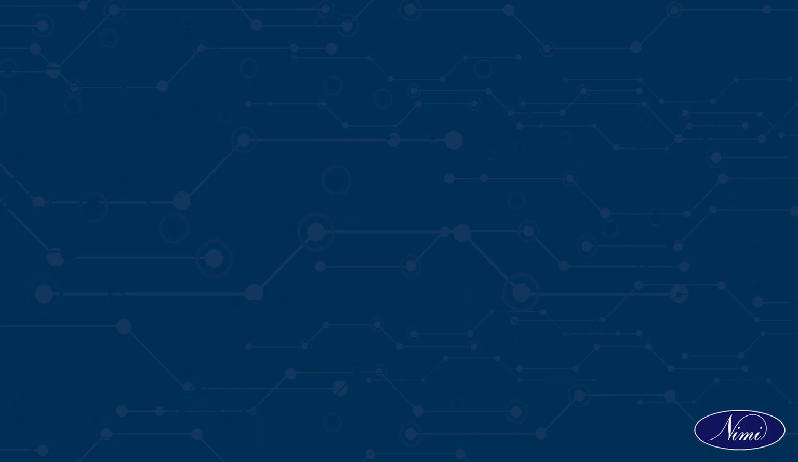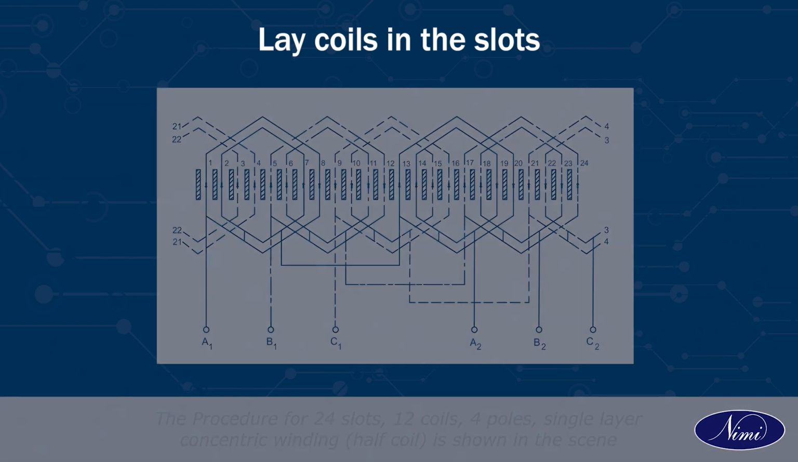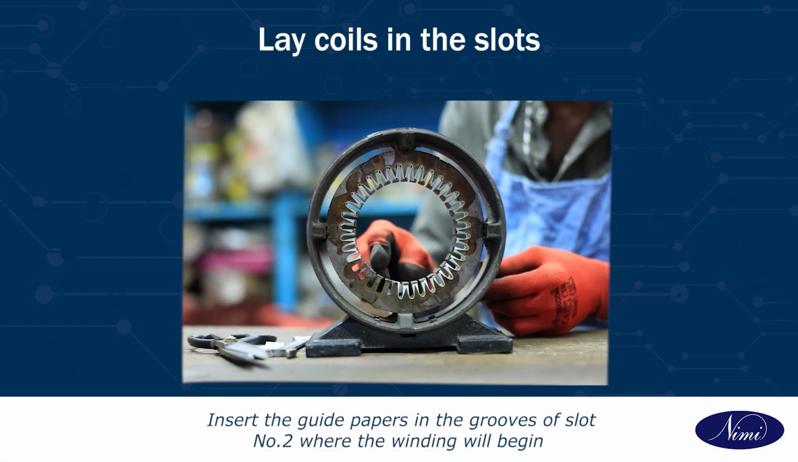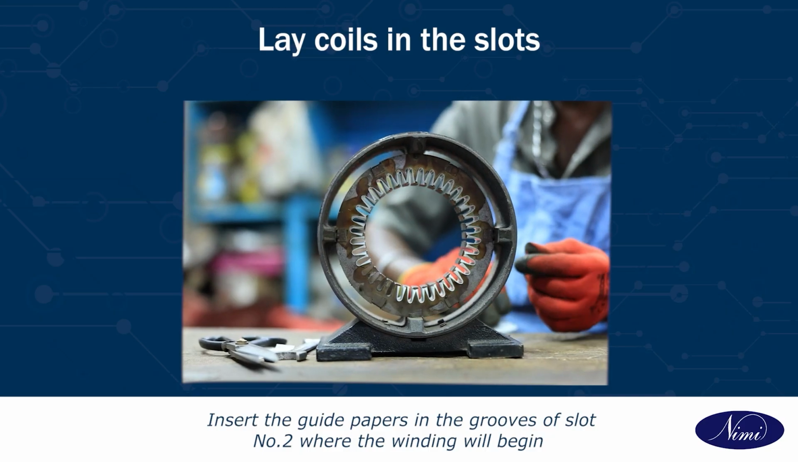Task 8. Lay coils in the slots. The procedure for 24 slots, 12 coils, 4 poles, single layer concentric winding, half coil is shown in the scene. You can adopt the same procedure for the other stators of different slots and poles with necessary modifications. Insert the guide papers in the groups of slot number 2 where the windings will begin.